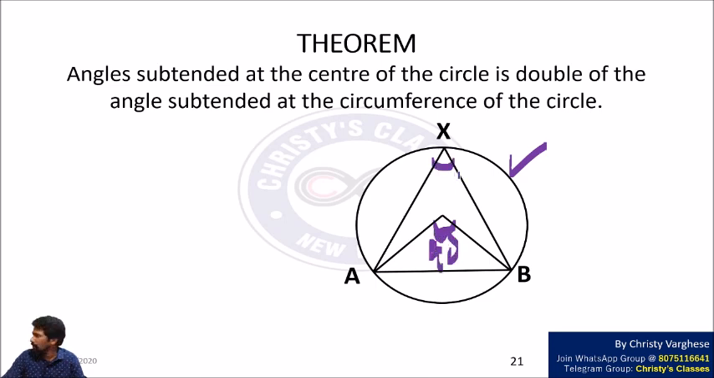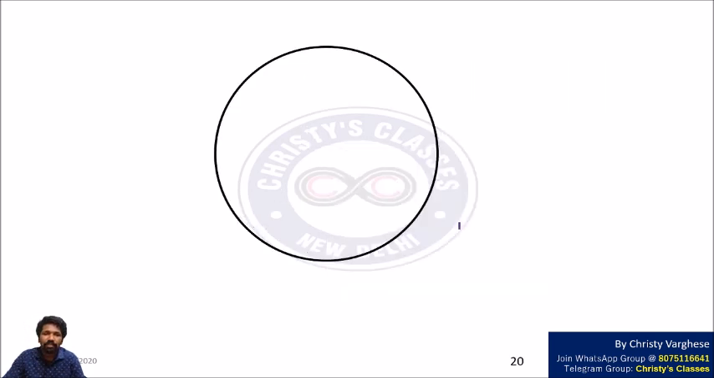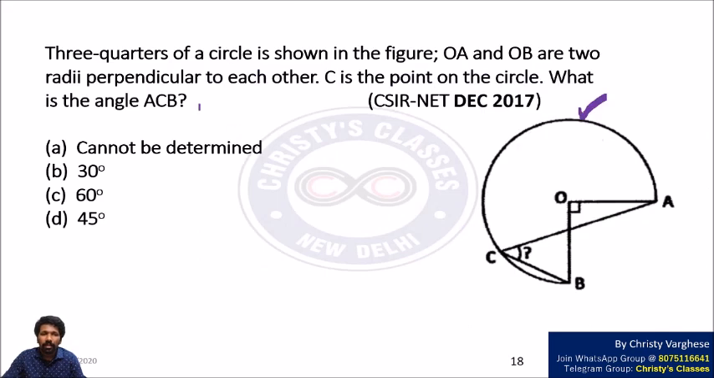That is the question, and that is what we just learned, that it will be half of 90 degrees, 45 degrees. I will explain a little bit more. The question says that 3/4 of a circle is shown in the figure. That means these are 3/4. OA and OB, these two are radii. So definitely this angle will be 90 degrees because the question says they are perpendicular to each other.